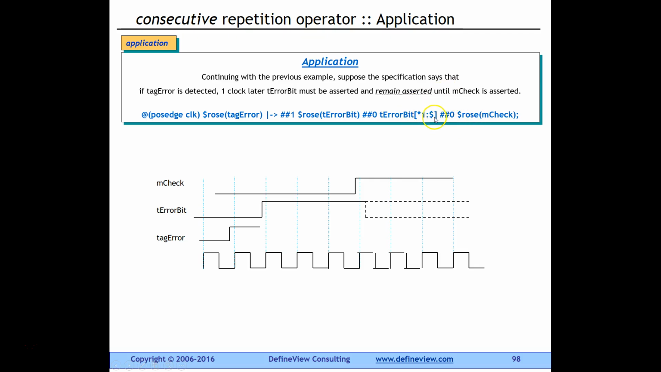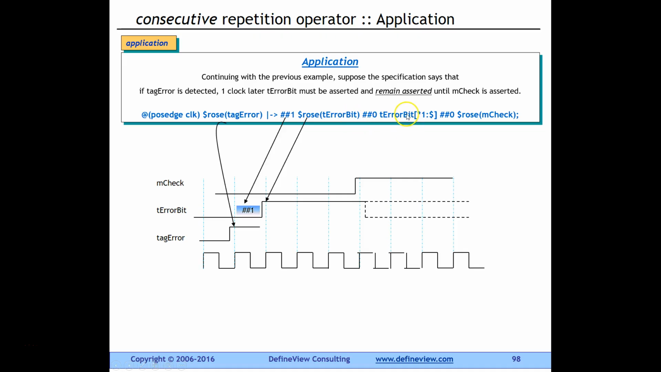Because that is infinite, it doesn't mean that it will wait to see that the T error bit is asserted forever till the end of simulation. It does not, because as soon as $rose mcheck arrives, it says I'm done, and what it makes sure is that until $rose mcheck arrived, the T error bit remained asserted. As you see in this timing diagram, tag error bit arrives. 1 clock later, $rose T error bit arrives. And then starting the same clock, because I have a ##0.